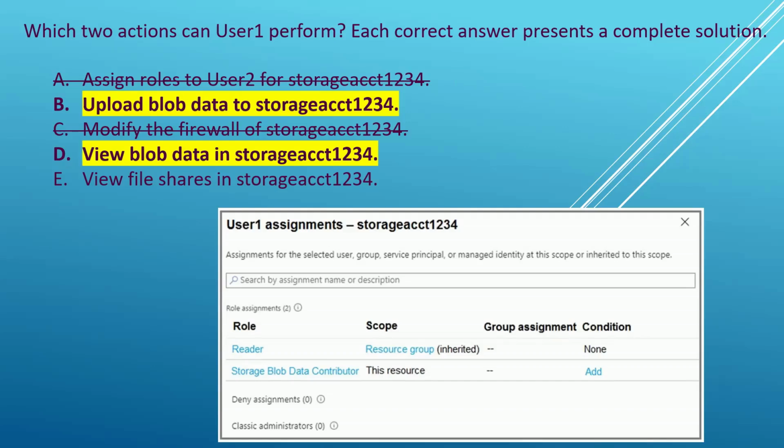Friends, one thing to note, the global reader role doesn't give you access to view blob data. It just gives you access to view all resources. So you need to be aware of the differences between the global roles and specific roles. Reader role is just giving access to view all the resources in this case. And we already know that option E is incorrect, as we have already chosen two required correct choices. However, for clarification, you need storage file data SMB share contributor role to view file shares in a storage account.